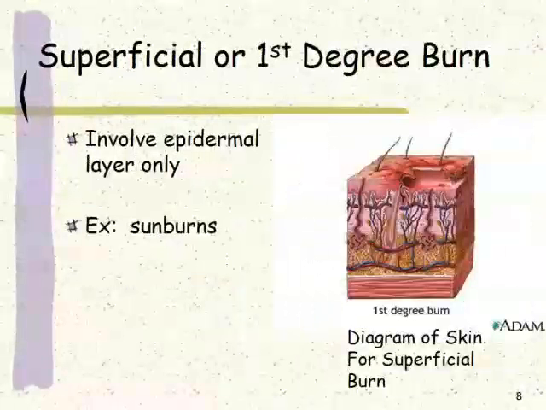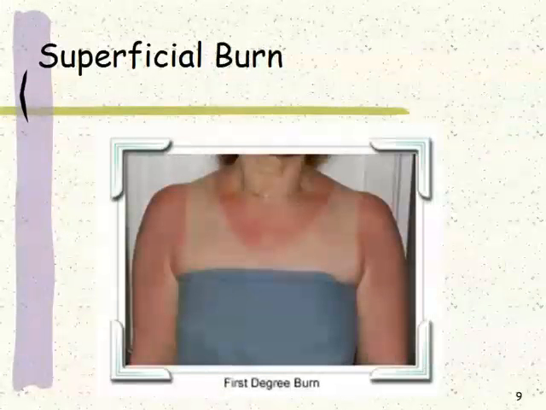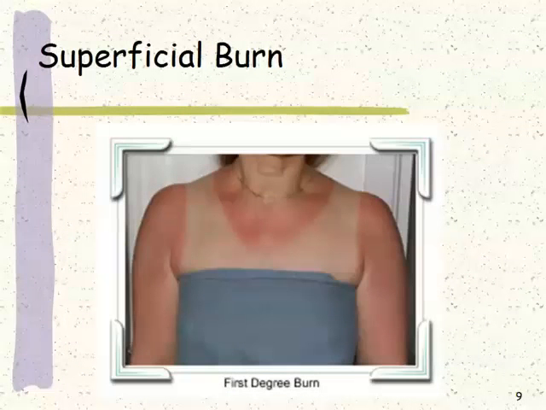So the first burn that we're going to go through is a first degree or superficial burn. This involves the epidermal layer only of the skin, and probably the most common example of this would be a sunburn. Typically the skin may look red, dry, as a sunburn would, and blistering sometimes is present in first degree burns, and as we all know, they can be quite painful. Here's a picture of a woman that has sustained a pretty significant sunburn. So typically these first degree burns will heal on their own in usually about a 3 to 5 day period.